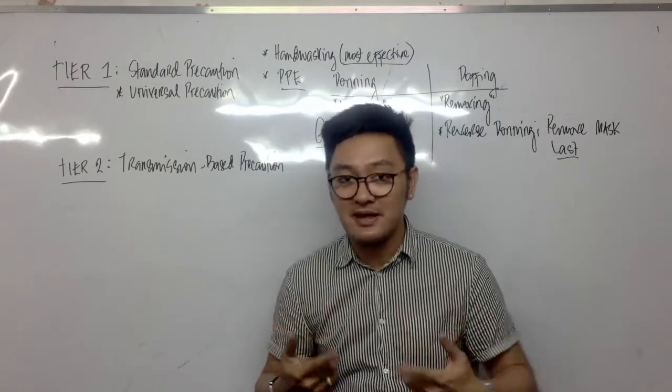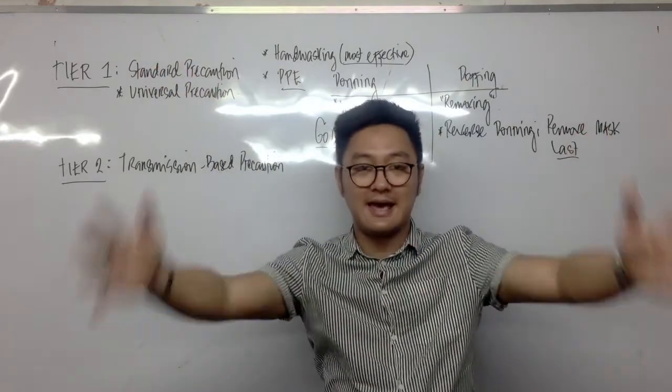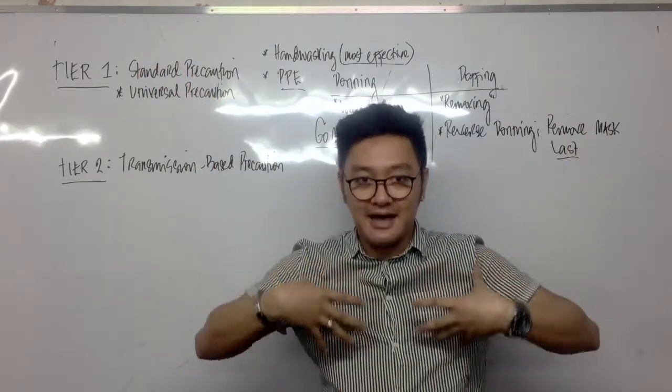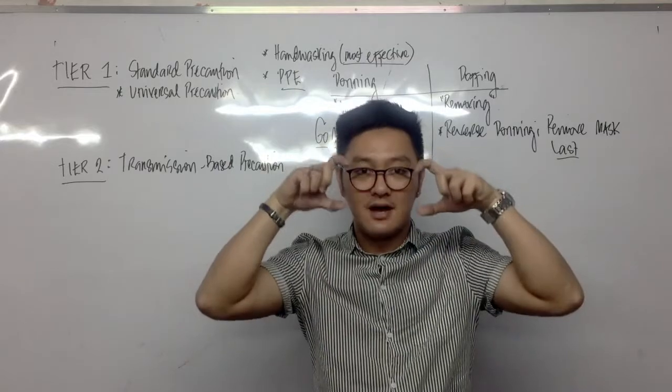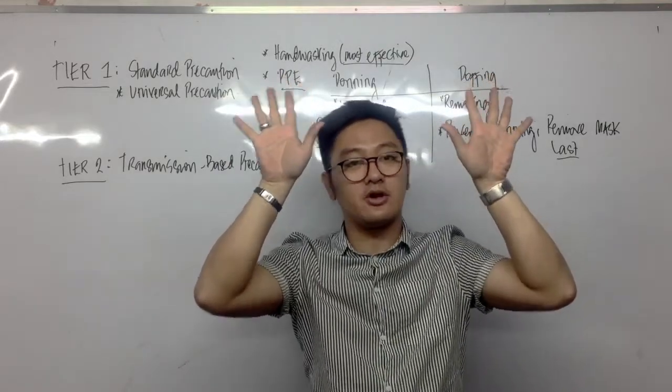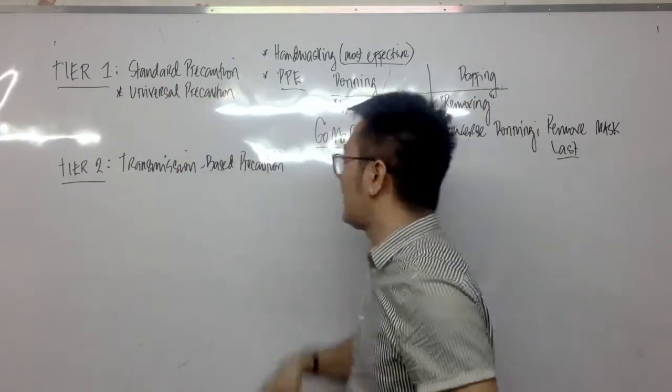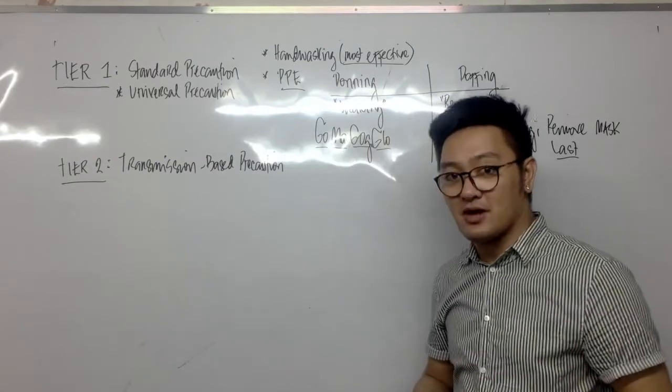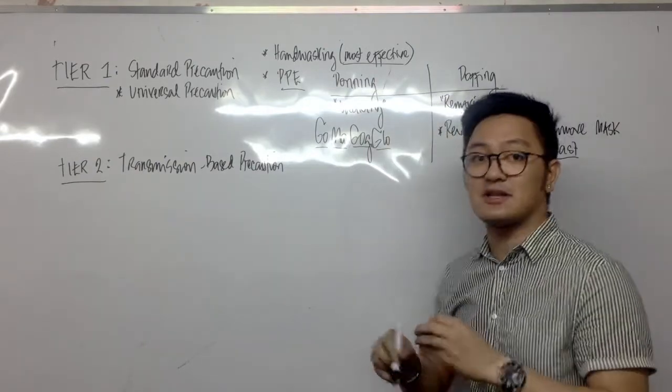In donning PPE, again, it's your gown. After gown, mask, then goggles. Last to wear will be your gloves. Go-mag-go-glow. Okay? So that is under your standard precaution, or your universal precaution.